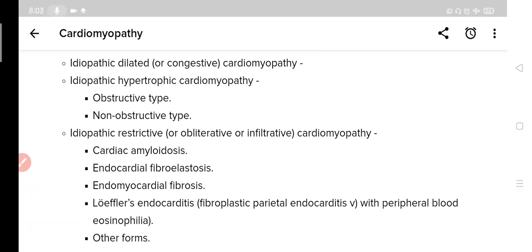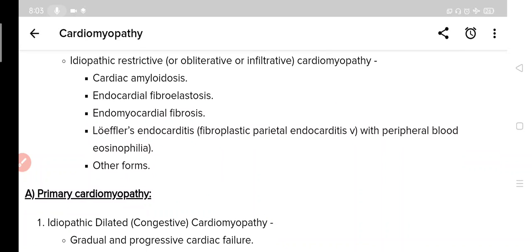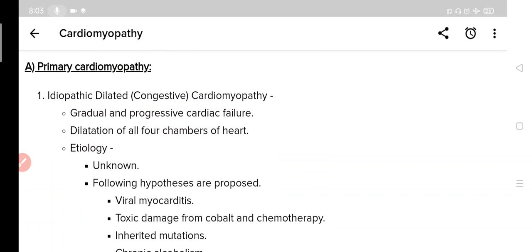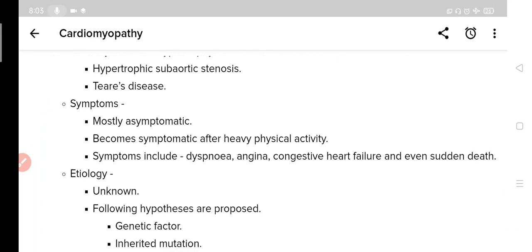And then again there are further subclassifications. Idiopathic hypertrophic cardiomyopathy is classified as obstructive and non-obstructive types, and idiopathic restrictive cardiomyopathy is classified as cardiac amyloidosis, endocardial fibroelastosis, endomyocardial fibrosis, Loeffler's endocarditis, and other forms. So in primary cardiomyopathy we learned about idiopathic dilated and idiopathic hypertrophic cardiomyopathy.